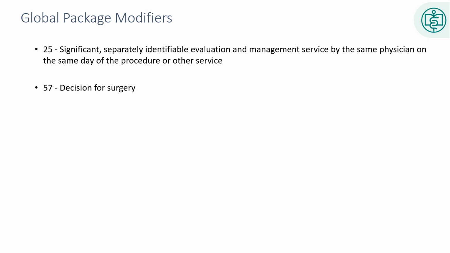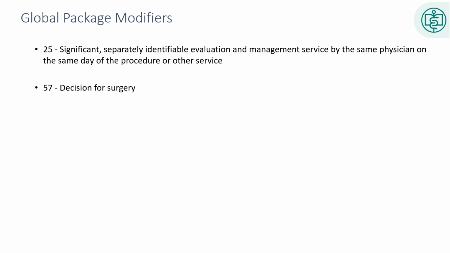Modifier 57 is used to indicate that an E&M service was provided on the same day as a major surgical procedure or a procedure with a global period of 90 days. This modifier indicates that the evaluation and management service was the decision-making service that led to the performance of the major surgical procedure or procedure with a global period of 90 days. This means that the physician provided a separate service that was necessary for the decision-making and management of the procedure itself. Modifier 57 allows the physician to bill for the E&M service separately from the procedure without bundling them together.